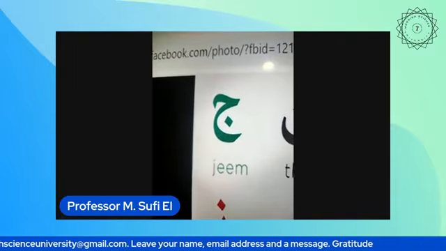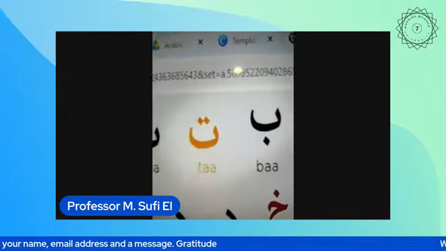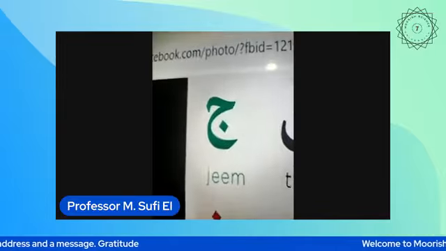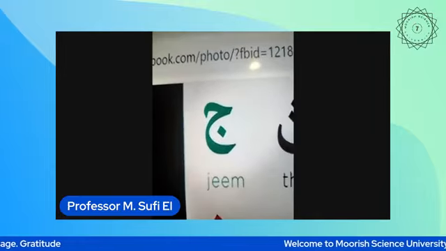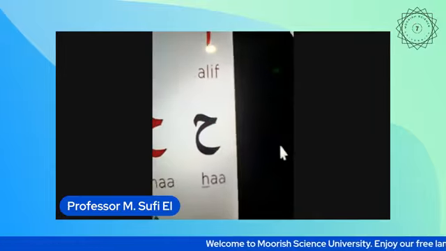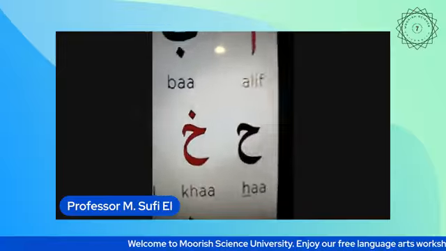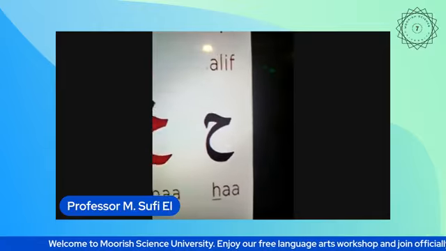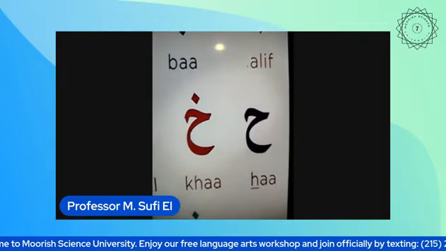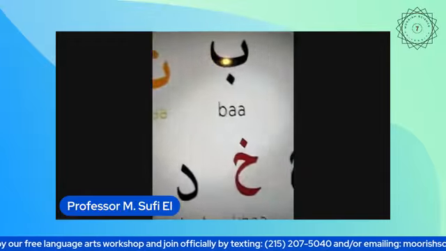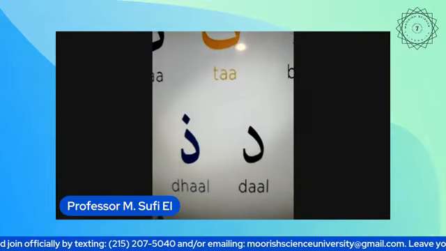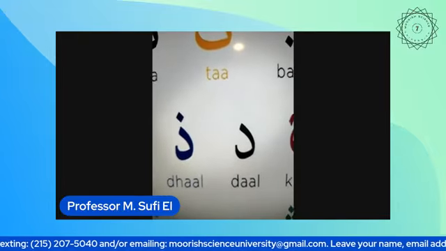And then the jim, another triplet letter. You got another set of triplets. You got the first set of triplets, boom, boom, boom. Then you went to the second set of triplets, which is jim, ha, and kha. Those three. Then you got another set of twins, dal and dhal, looking similar too.